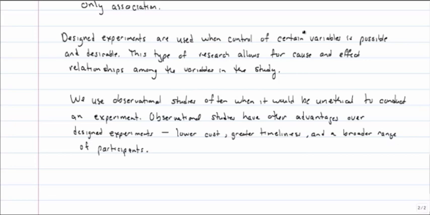Observational studies also have other advantages over designed experiments in that they're often lower cost, they're quicker to perform, greater in timeliness, and there's a broader range of participants, so we can generally get a larger sample size when we're dealing with an observation versus an experiment.